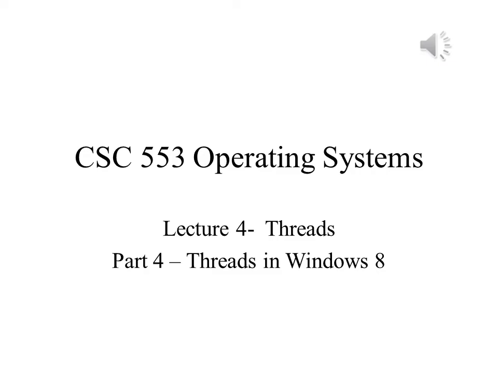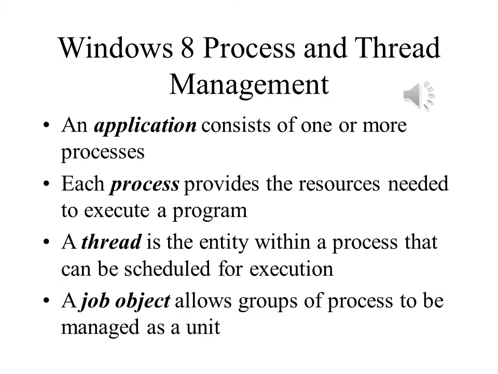In Part 4 of Lecture 4, we will discuss threads in Windows 8. An application consists of one or more processes. Each process provides the resources necessary to execute a program. A process has a virtual address space, executable code, open handles to system objects, a security context, a unique process identifier, environment variables, a priority class, minimum and maximum working set sizes, and at least one thread of execution.